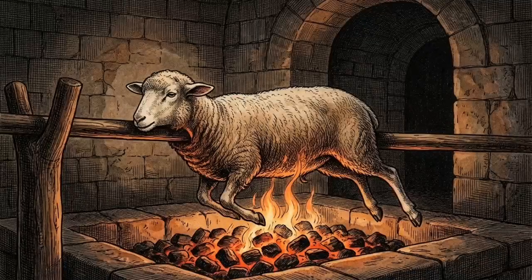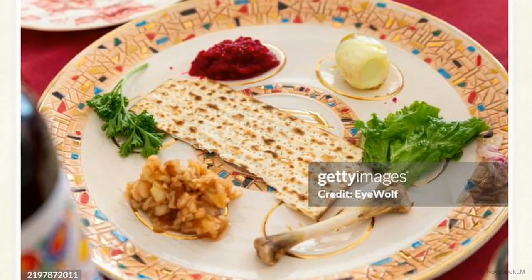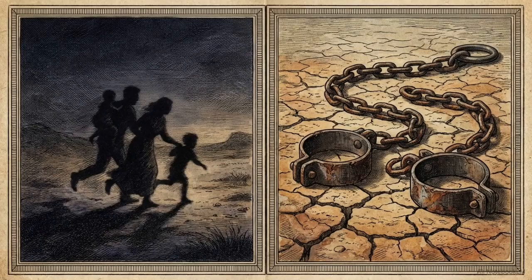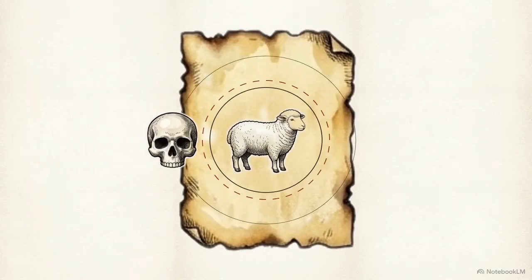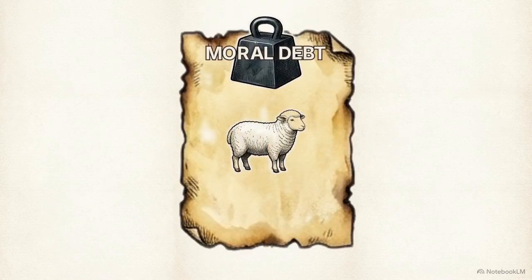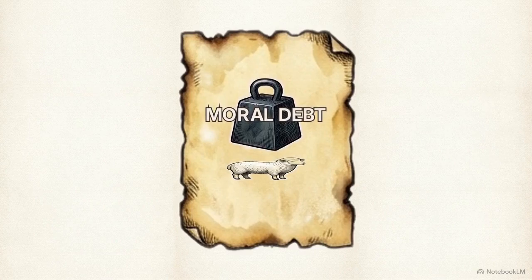It had to be roasted directly over a fire and consumed in absolute haste, with their shoes on and walking sticks in hand. They also ate mandatory side dishes. The unleavened bread, or matzah, and bitter herbs served as a physical memory of their hurried escape and the harsh reality of the slavery they were leaving behind. The Paschal lamb operated strictly as a mechanism for immediate physical survival and escape. It shielded them from the 10th plague, but did not address the deeper long-term problem of their accumulated moral failures.